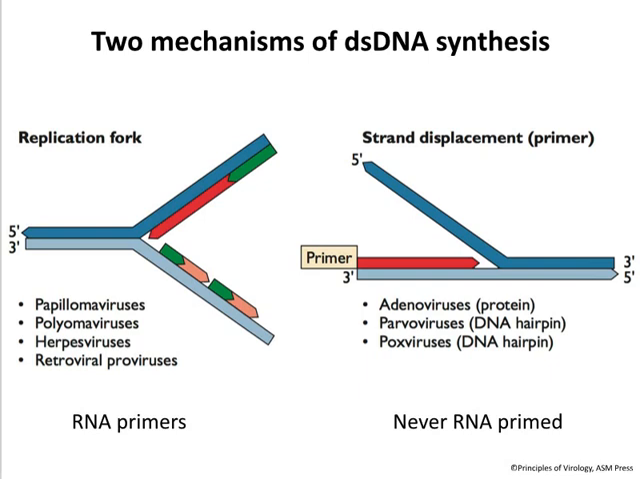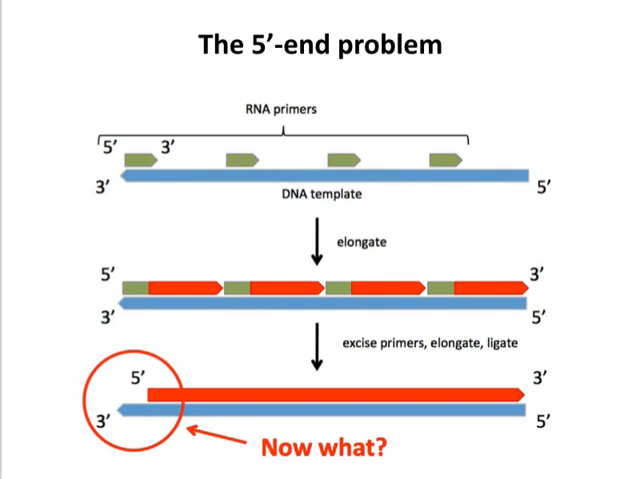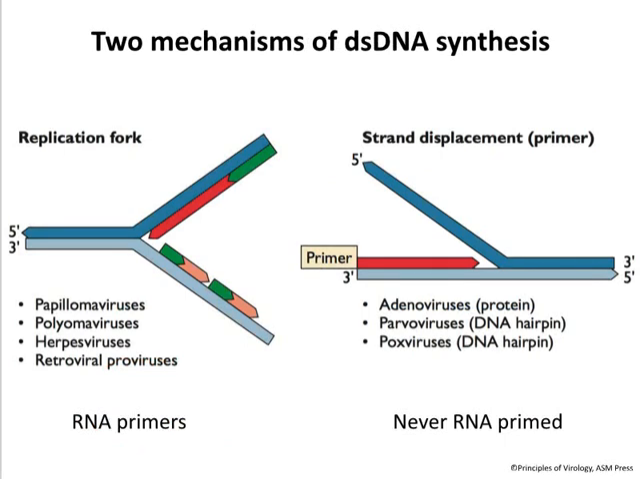All right, so I want you to know that there are two mechanisms of DNA synthesis. There is a replication fork, and there is strand displacement. And we will talk about each of these as we go through the individual replications. Now, when you replicate DNA, you have what's called the 5' end problem, because as we saw in this replication fork, on one strand we're going one way, and on the other strand we're going the other. But here we have a green RNA primer, all right, and that's going to be removed at some point because we don't want RNA and DNA mixed together. We just want DNA. So the RNA is going to be removed. Then you have a gap.